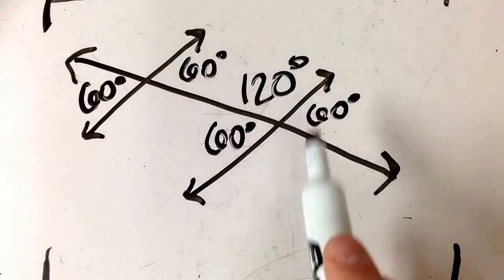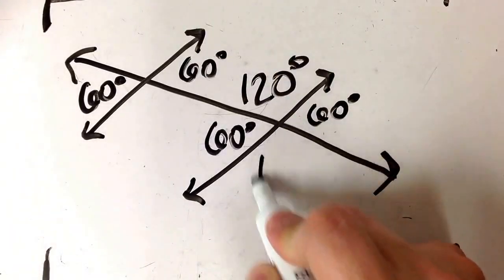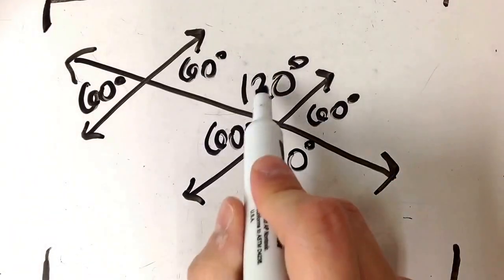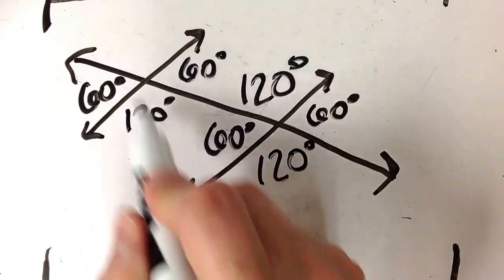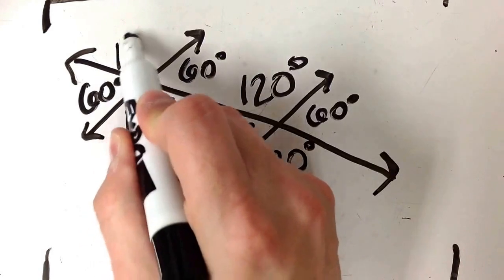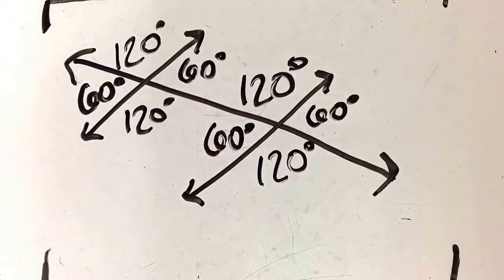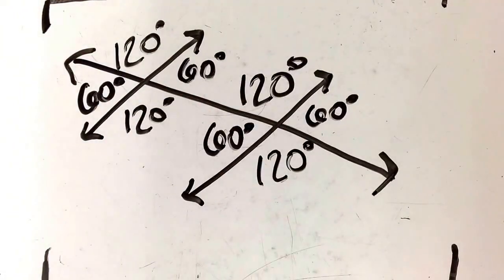Now I use those same rules to help me out. Vertical angles here tell me 120, 120. Alternate interior angles here tell me 120 and 120. And again, vertical angles right here tell me 120 and 120. So I can find all 8 measurements just if they give me one.